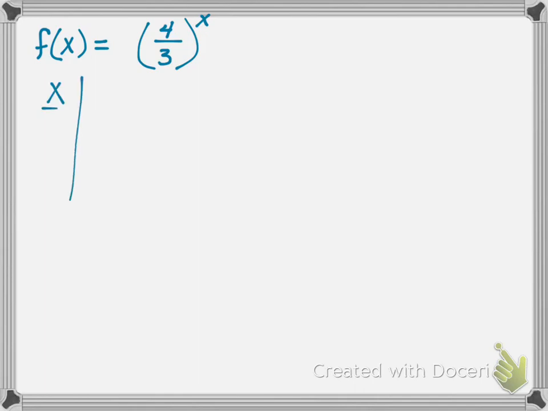Let's look at a not so common base. Let's look at f of x equals 4/3 to the x power. The 3 points that we have on the graph are (-1, 1 over 4/3), but that's the same thing as 3/4.